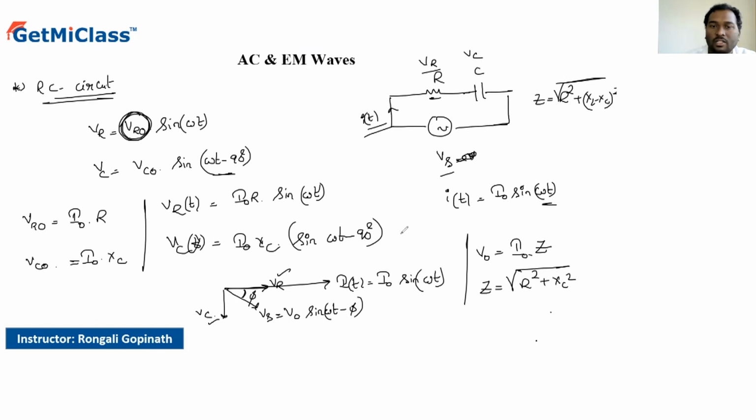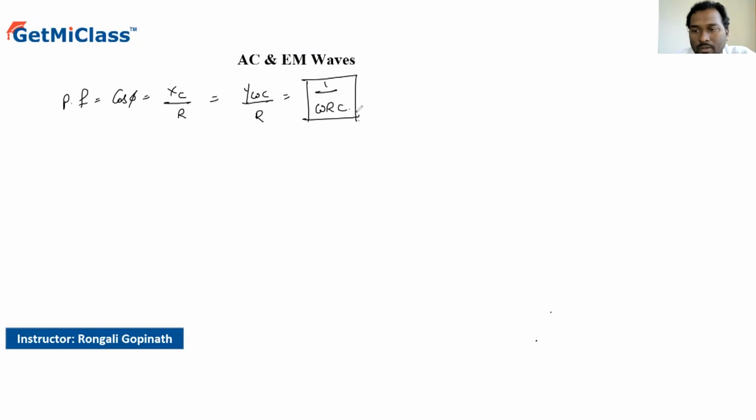And the phase difference and the power factor in this case is cos phi, which is nothing but XC by R. XC is 1 by omega C, divided by R, which is 1 by omega RC, becomes the power factor of the circuit, right?